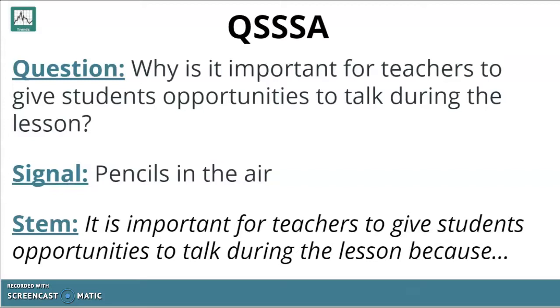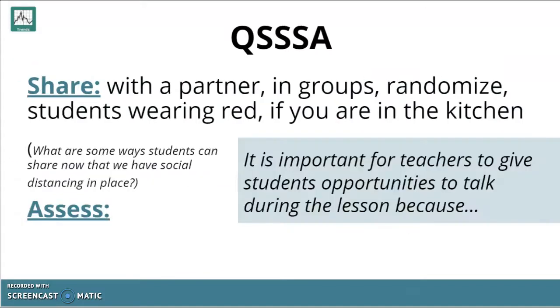If you teachers are ready, I will ask you pencils in the air. Then I will give you a sentence stem. It is important for teachers to give students opportunities to talk during the lesson because... So that's the sentence stem that I want you to complete. So once you are ready with that, then I want you to share.